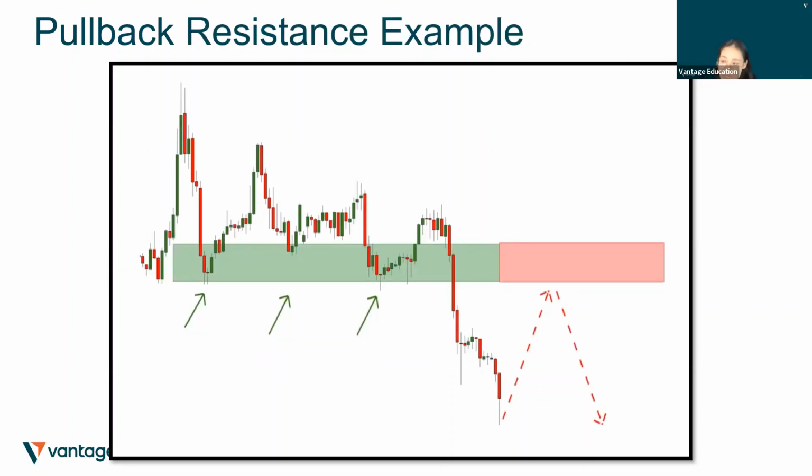Okay, similarly in this example, we see price tested this green area 3 times with swing lows in line with one another. So instead, this is a support level. Now, since price has broken this support level, it's now a pullback resistance, and we expect price to retrace or pull back to the same support level, as you can see from the red dotted arrows.